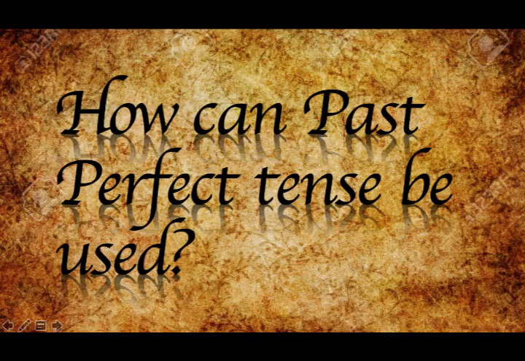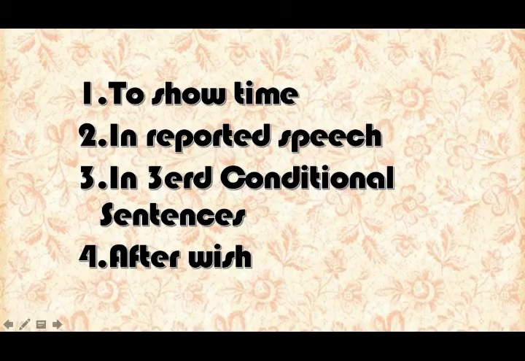How is the past perfect tense used? There are four kinds of use of the past perfect. First, to show time. Second, to report speech. And third, in third conditional sentences, and after wish.